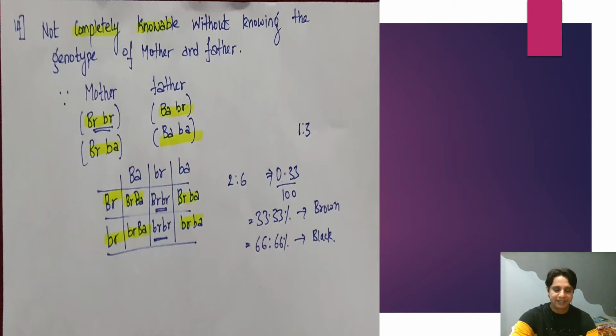But I would say that it is not completely knowable without knowing the genotype of mother and father, because mother has brown color hair, so she can have a dominant brown and a recessive brown, and father has black color, so it should be black all the way. Mother would not have this gene because if black is represented, it should have ended up having black hair. So I feel there is a 1 in 3 chance that the baby would have black color hair over brown color hair.